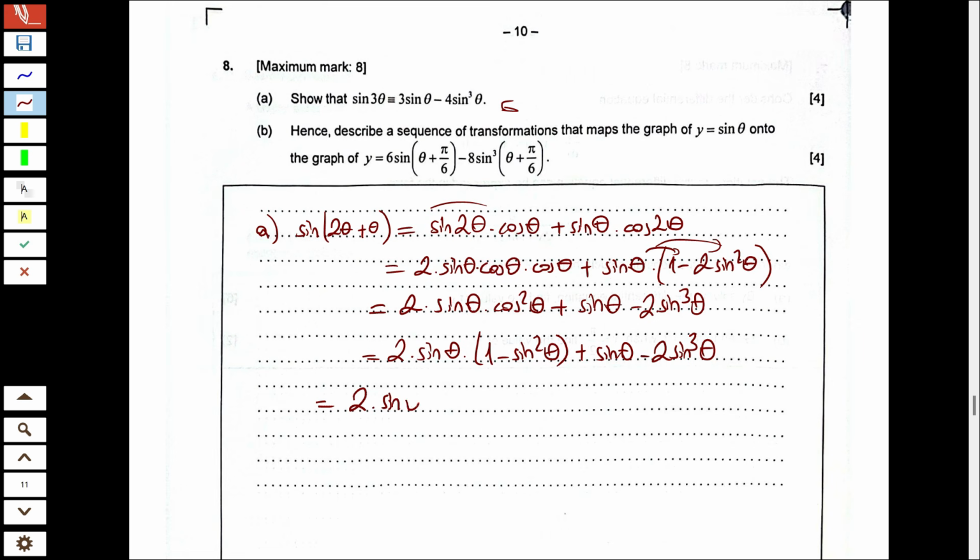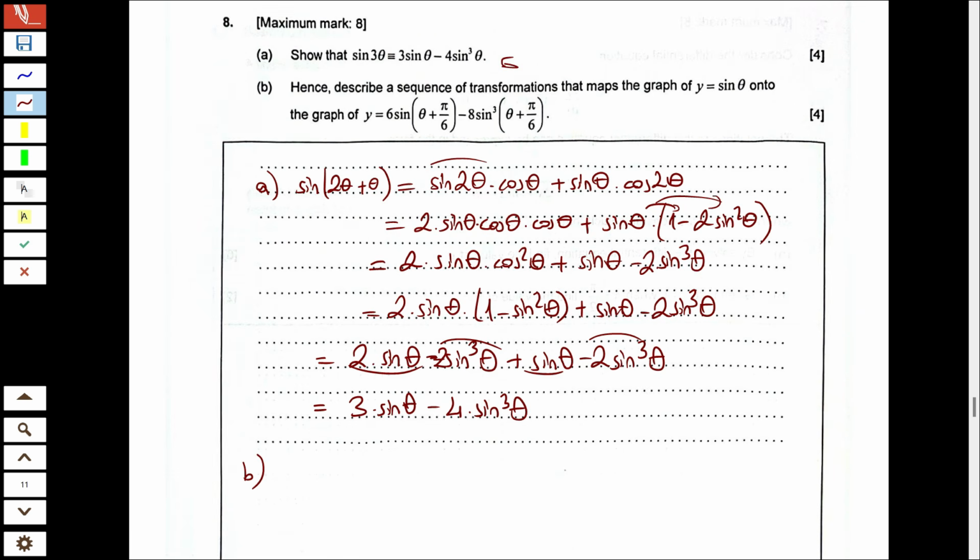2 times sine theta minus sine to the power of 3 theta plus sine theta minus 2 times sine to the power of 3 theta. And combine the like terms. Here is 2, right? And this one is going to be 3 times sine theta minus 4 times sine to the power of 3 theta, okay? And the second question is, describe a sequence of transformations that maps the graph of y equals sine theta onto the graph of y, okay.